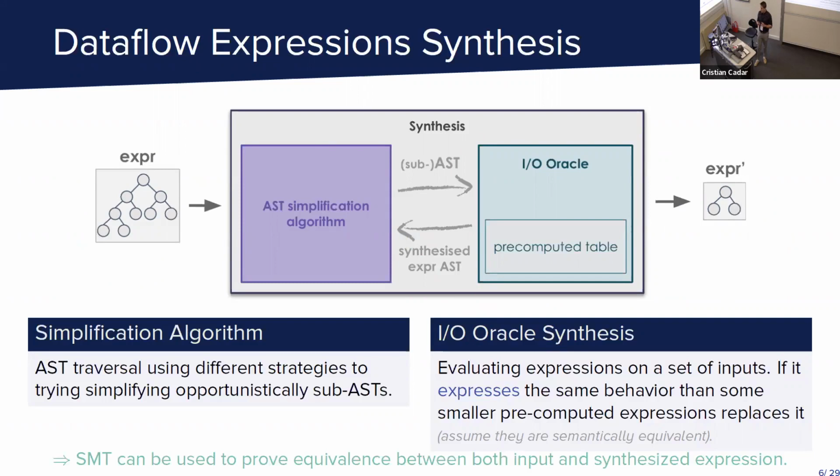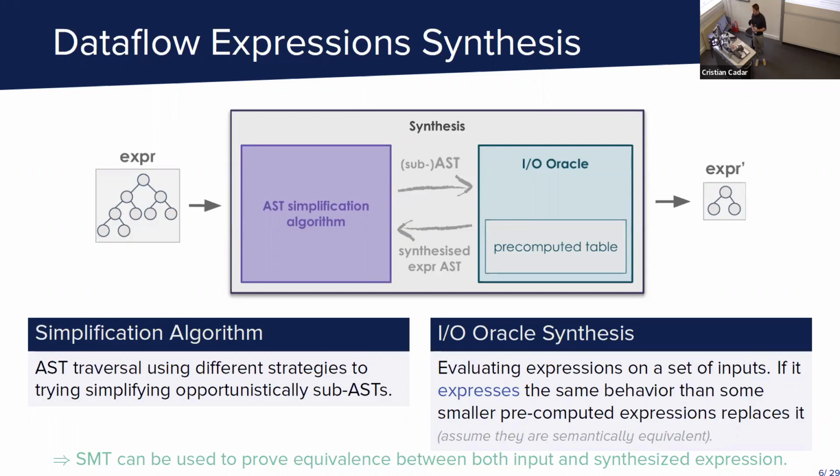The algorithm that we wrote basically combines two different components. One is tree traversal to try to simplify sub-expressions, like sub-trees, combined with an input-output oracle. The idea behind the oracle is that you evaluate your expressions on sets of inputs, from which you obtain some outputs. And if at some point this output vector is the same as a set of pre-calculated ones that we have done beforehand, we can assume that they behave the same way and are semantically equivalent. And if so, you can replace the expression by the simpler one.